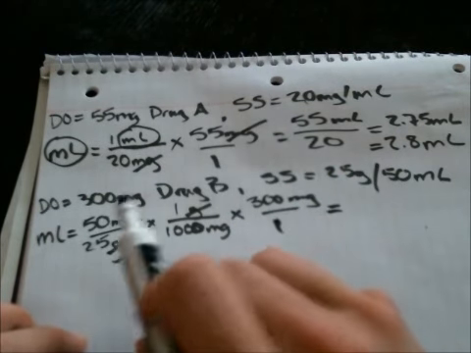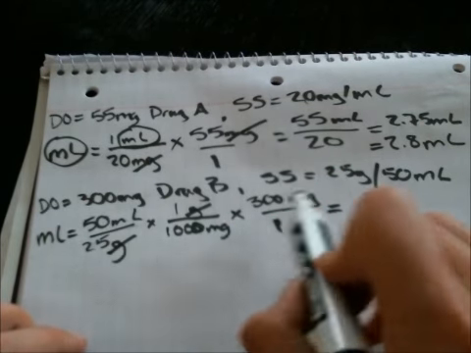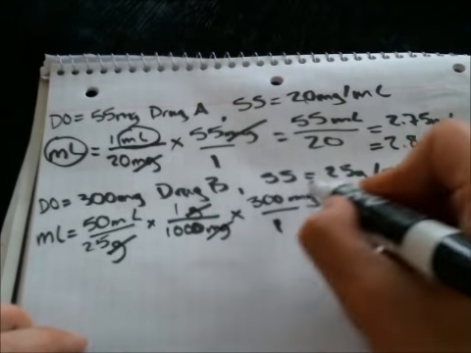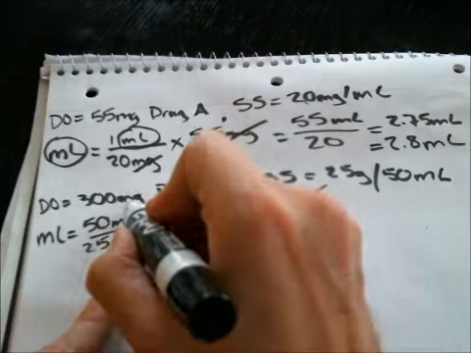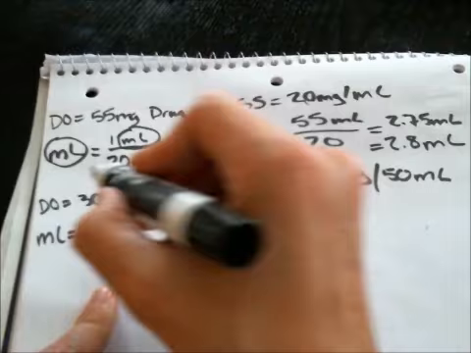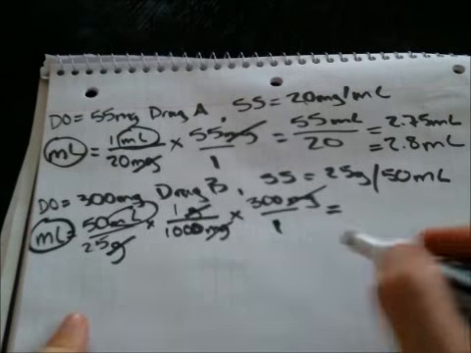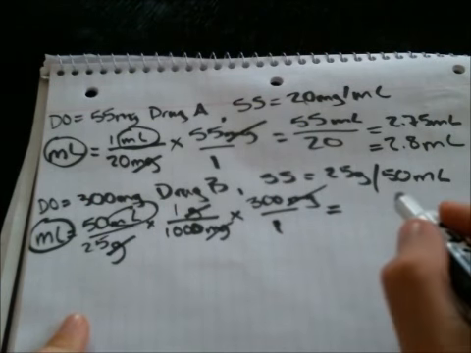And now let's see. We've got milligrams here and milligrams here. We can cancel both of those out. At the top then, we've only got milliliters, which is what we're looking for. And at the bottom, we've canceled everything out.